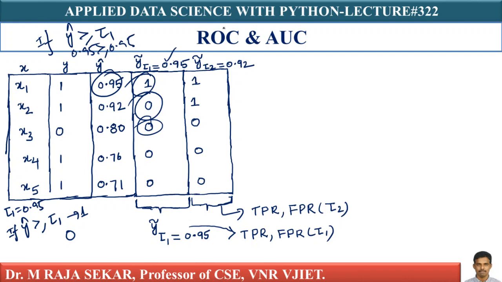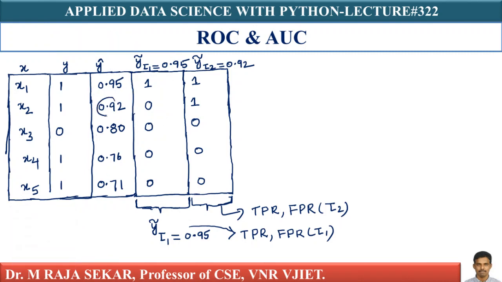Therefore, in the next case, you have to take tau 2 as the next largest value. What is my next largest value? My next largest value is 0.92, that is tau 2. Just apply the same rule. What is the rule? If y cap is greater than or equal to tau 2, then declare it as class 1. Otherwise, it is class 0.